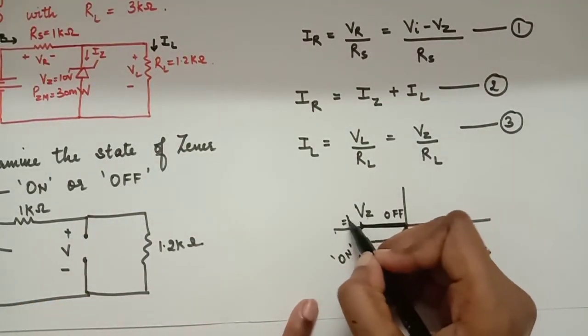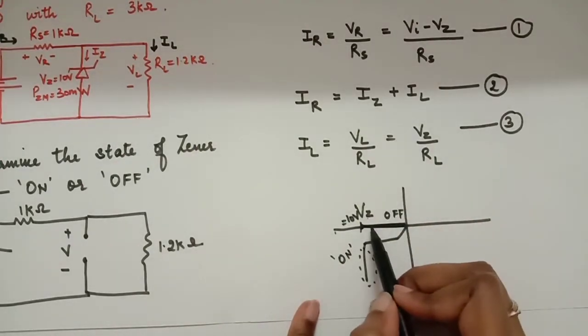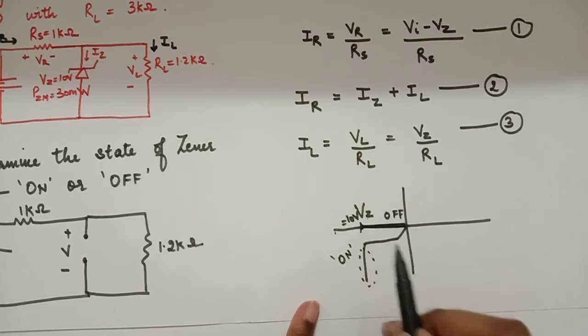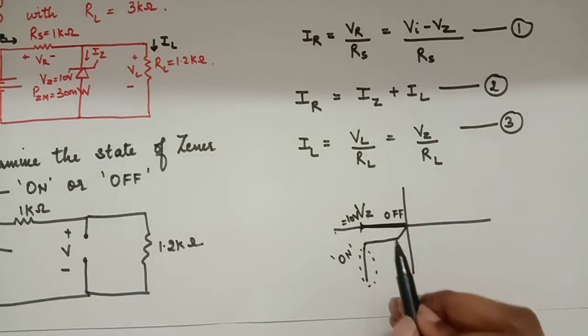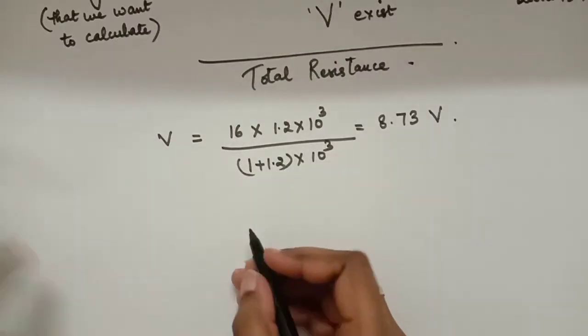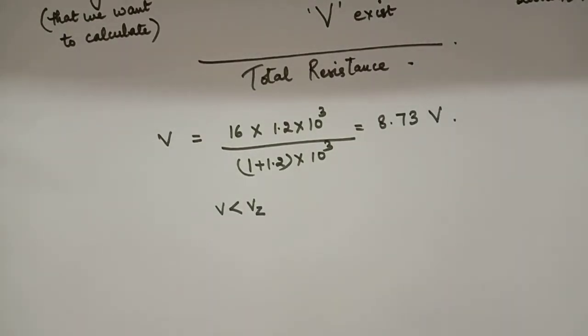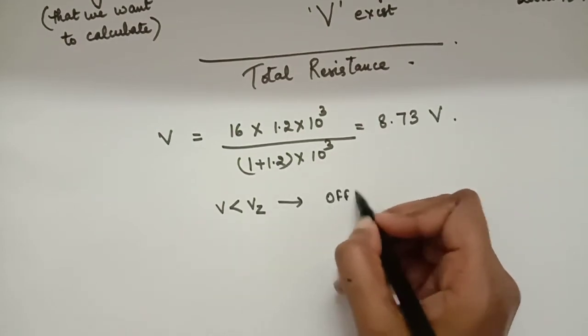This VZ, as given in the numerical, was 10 volt. You have only calculated V as 8.73, which will be somewhere here. So that means the diode is off or on? The diode will be off. As V is less than VZ, the breakdown region has not yet been reached. Therefore the diode is off.